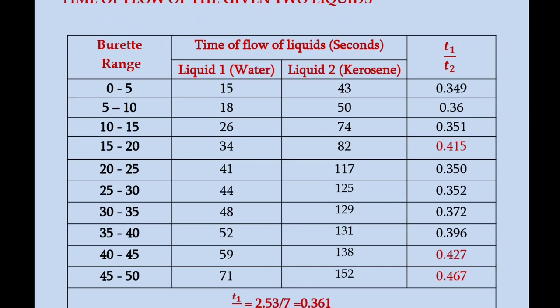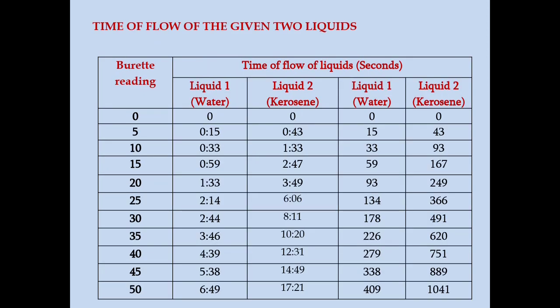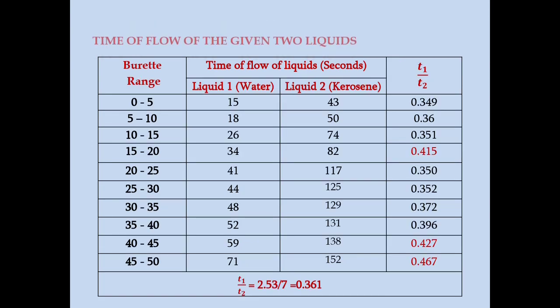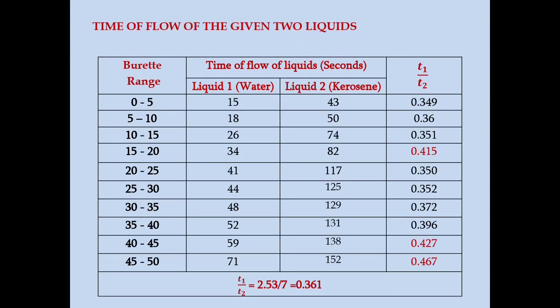For the kerosene, for the 0 level it is 0 and for the 5th level it is 43. So 43 minus 0 is 43. For 5 to 10, let us check in the previous table. It is 93 minus 43. 93 minus 43 gives us 50.